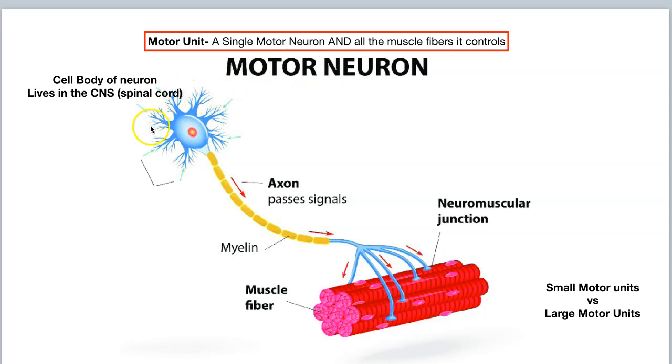So we are going to have our motor neuron. This is what we call the cell body of the motor neuron. This is where it has its cytoplasm, its nucleus. This is its cell body. This part of the motor neuron lives within the CNS. It lives within the spinal cord of the CNS.